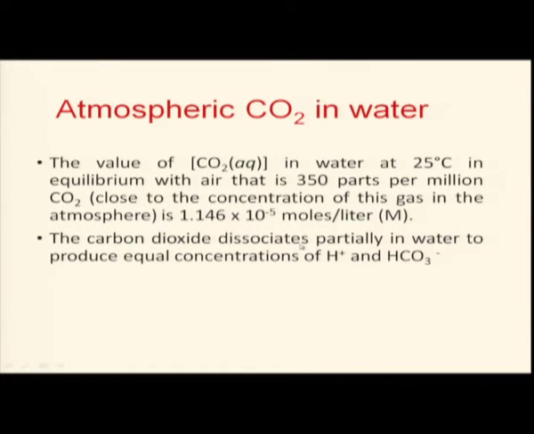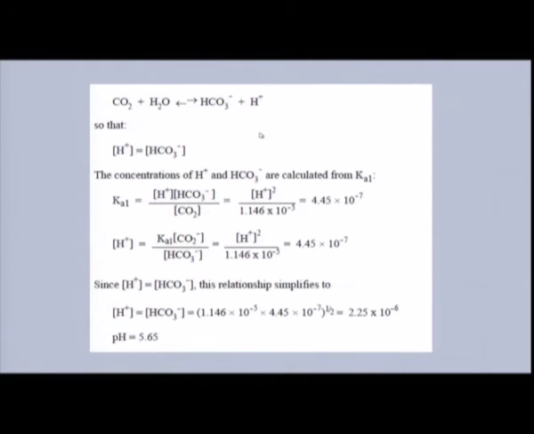So, carbon dioxide, being a weak acid, dissociates partly in water to produce equal concentrations of H plus and bicarbonate. So, these equations we have seen before: carbon dioxide dissolves in water, forms bicarbonate, which undergoes further dissociation to form carbonate, etc. And if we substitute the pKa 1 and pKa 2 values in the above equation, we can see the pH of the solution will come to 5.65.